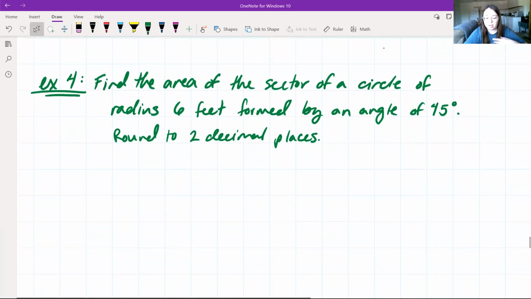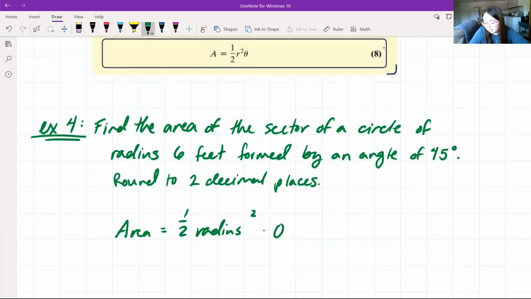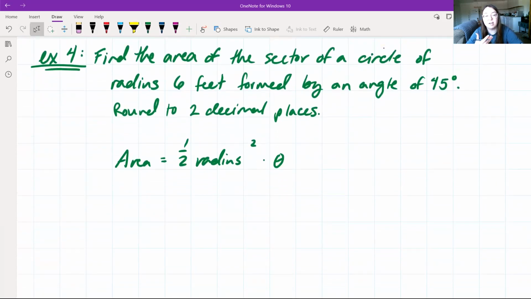Then we're going to round to 2 decimal places. So if we want to find the area of the sector, we want to use the equation. We know the equation is area of the sector is equal to 1/2 radius squared times theta. So we're trying to find the area, but what we have here is that our radius is 6 feet and theta is 45 degrees.